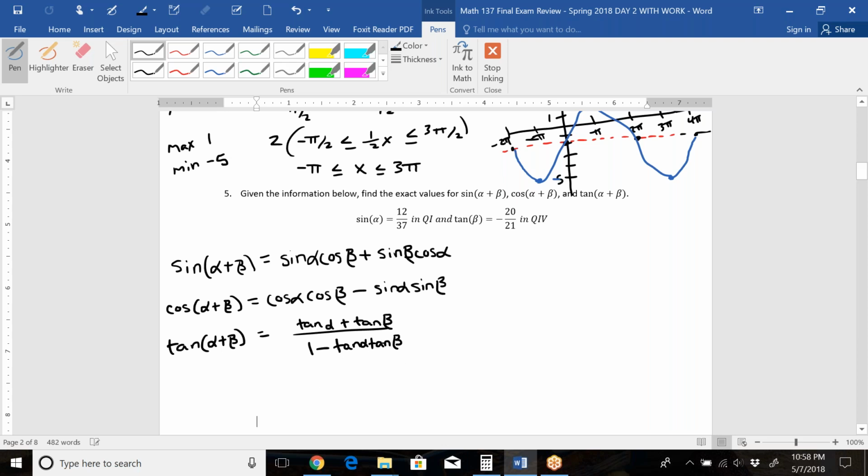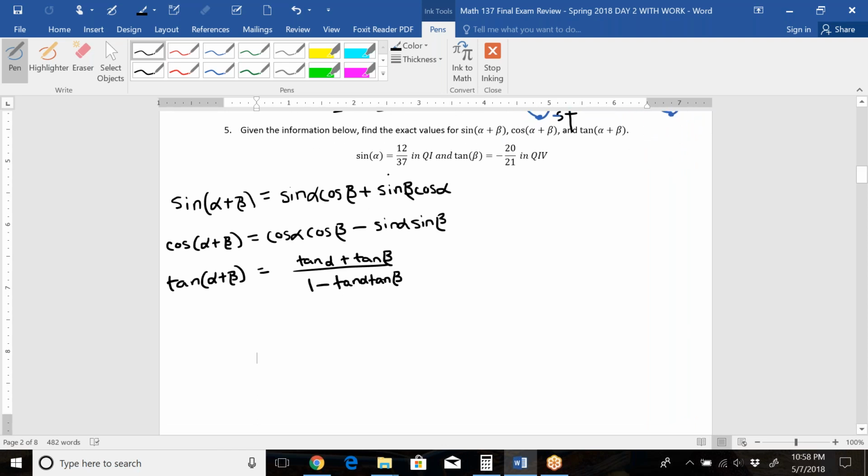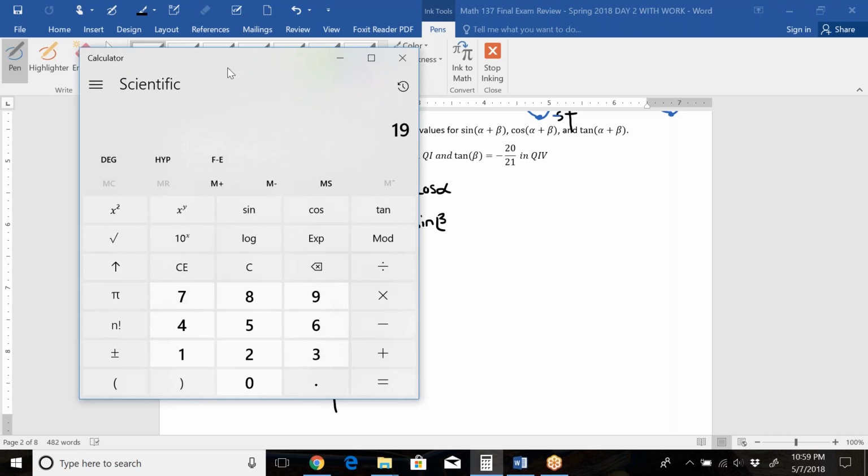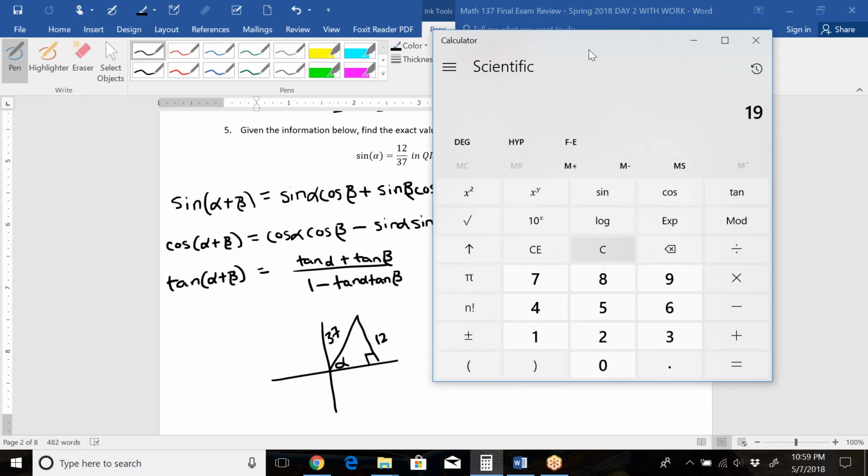Okay, so we need to figure out sine, cosine, and tangent of both alpha and beta so that we can plug them into the formulas. So down here, I'm going to draw a little graph for each one. Alpha is in quad 1. So we have alpha here, and that is opposite over hypotenuse. And we'll want to use the Pythagorean theorem to figure out the other side of that triangle.